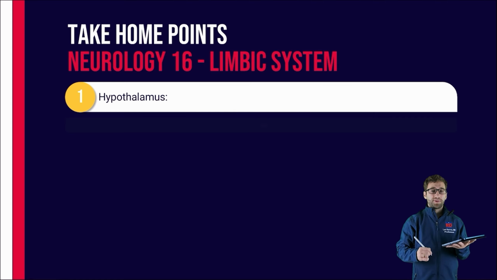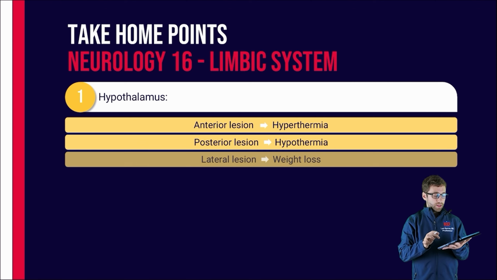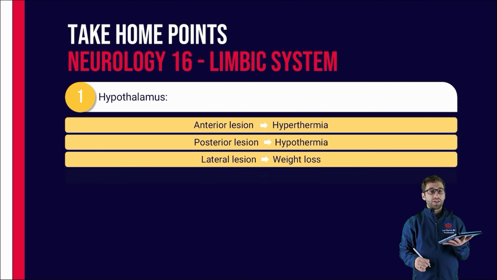A posterior hypothalamic lesion can cause hypothermia, while an anterior lesion can result in hyperthermia. A lateral hypothalamic lesion leads to weight loss due to loss of appetite, whereas a medial lesion causes weight gain. A lesion in the preoptic area can result in hypogonadism, affecting reproductive functions.